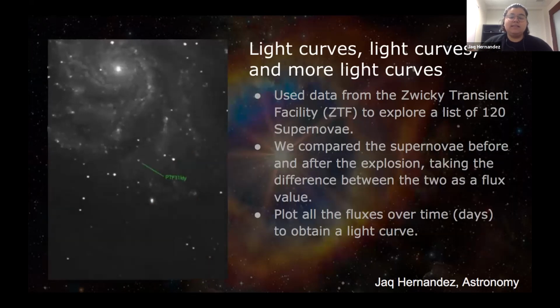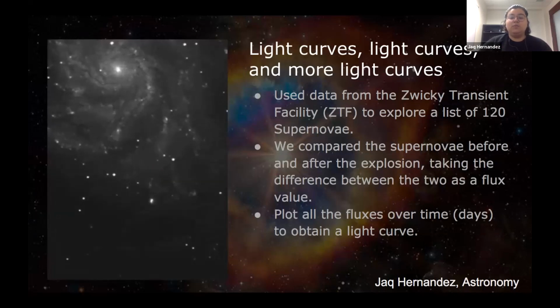What we did is we used the Zwicky Transient Facility, ZTF, to compile a list of about 120 confirmed supernovae and investigate them further to see if they are like our Target 1. We compared the data before explosion and after explosion, subtracting them and taking a difference value called a flux. The GIF here shows one of these data points before explosion compared to after explosion. Essentially we subtract them and get a number value.